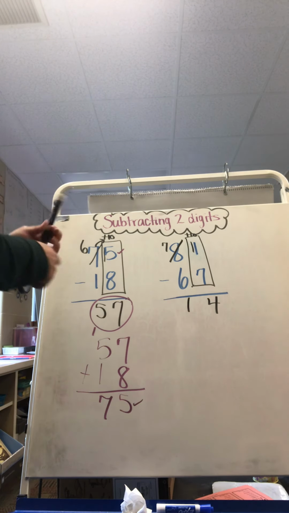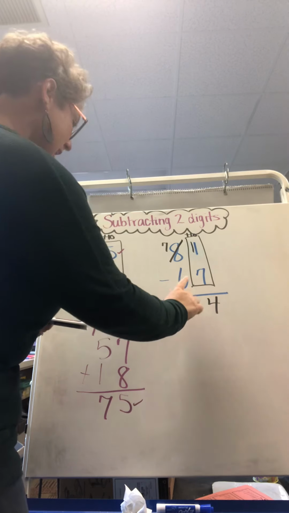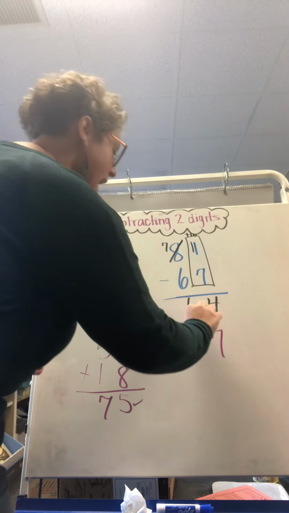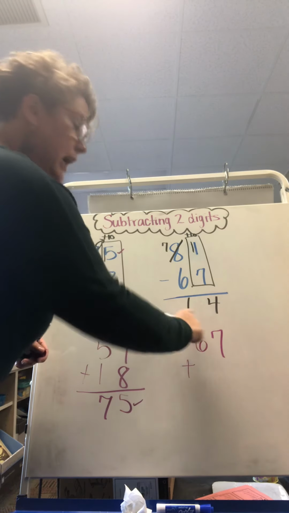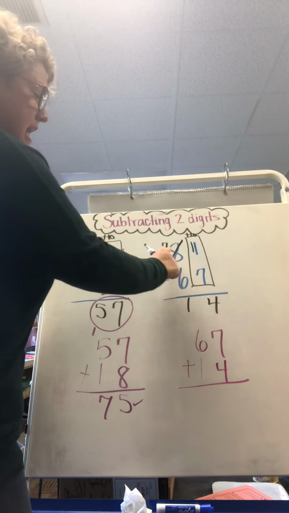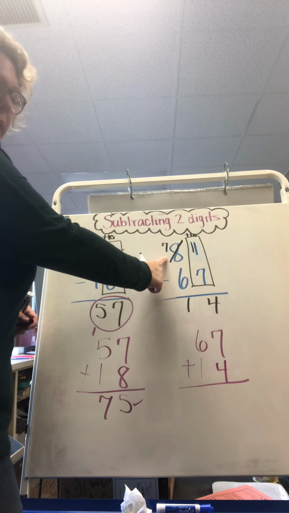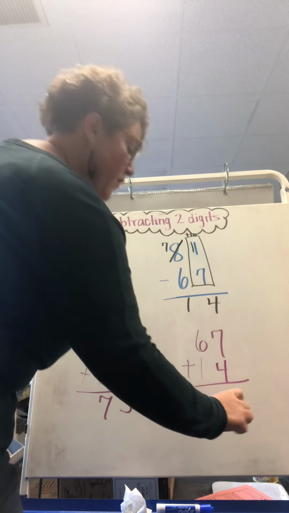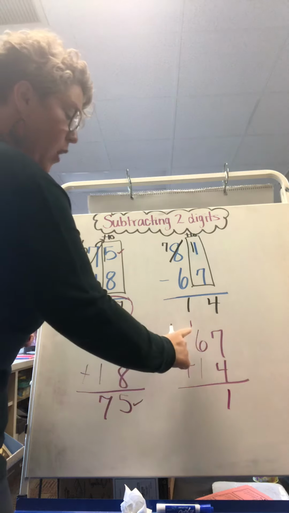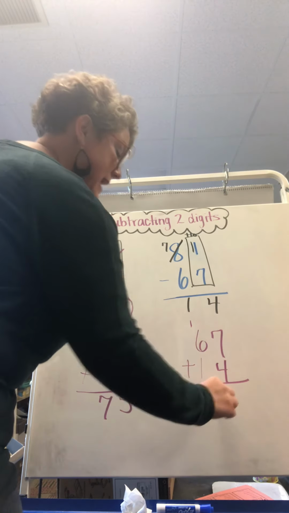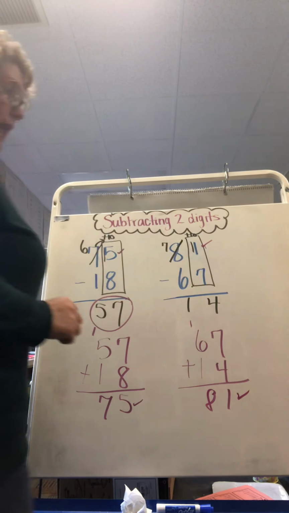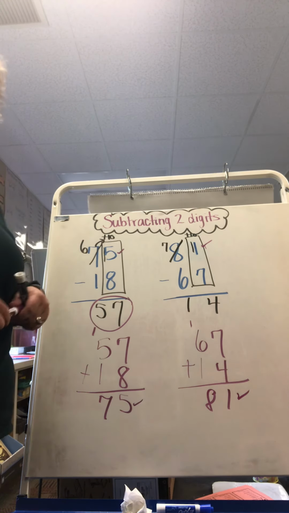So remember from the original problem, I'm going to take my bottom number that I subtracted, so that would be 67 in this case, and I'm going to add the answer that I got when I subtracted, which would be 14. Remember, when I add, it should come up to my original number, 81. 7 plus 4 is 11. I put my 1 below, carry my 1 over. 1 plus 6 plus 1 is 8. 67 plus 14 is 81. Remember, that's what I needed to get to make sure that my answer was correct.